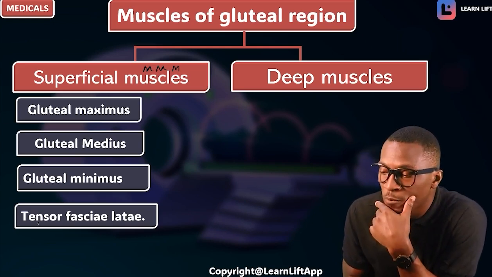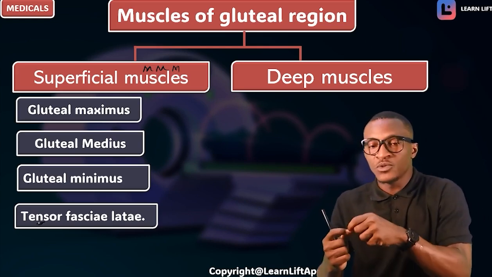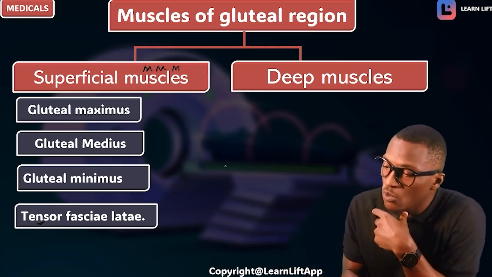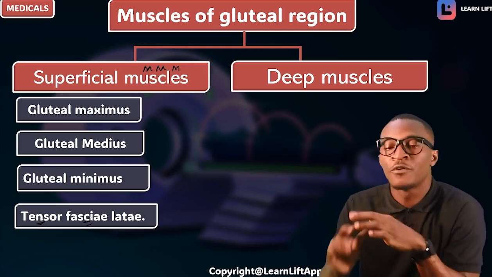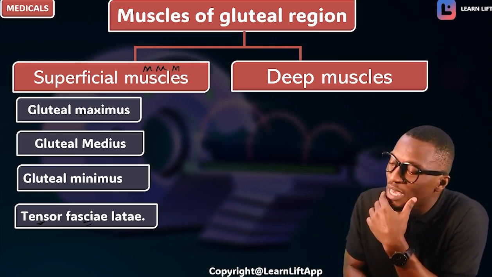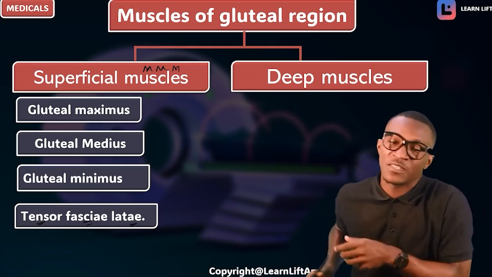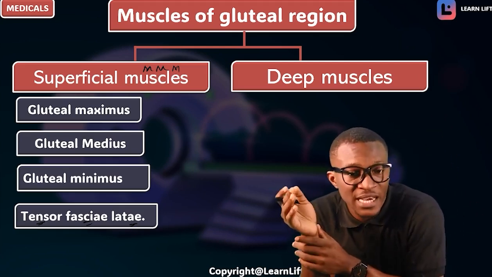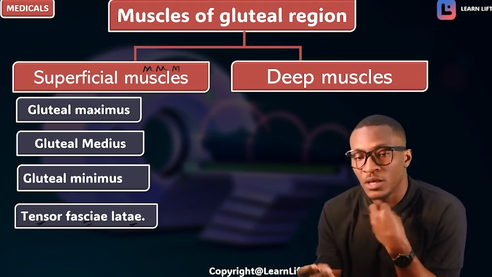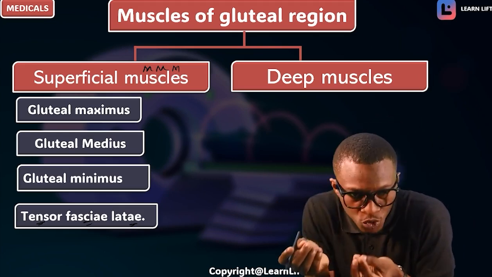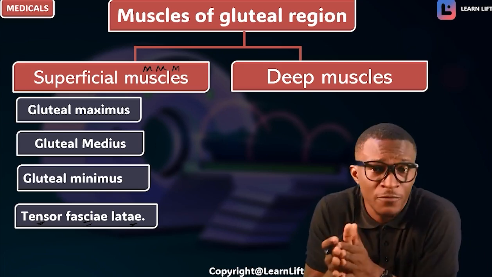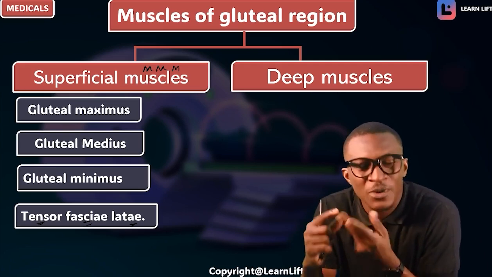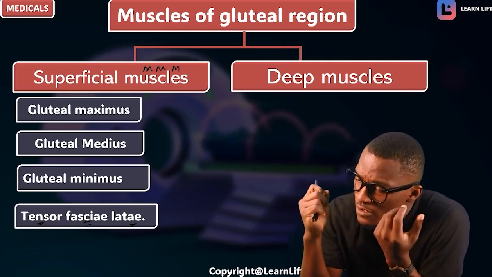Now the word tensor means anything that stretches. The word fascia refers to a muscle covering, while the word lateral means side. So it is a muscle that stretches, found at the side. You're going to see it is found at the side of the thigh, the lateral aspect of the thigh. It helps to stretch the hip joint as well as the knee joint. Do you understand? Everybody, what are the superficial muscles of the gluteal region? We have the MMM, the gluteus maximus, gluteus medius, gluteus minimus, and the tensor fasciae latae.